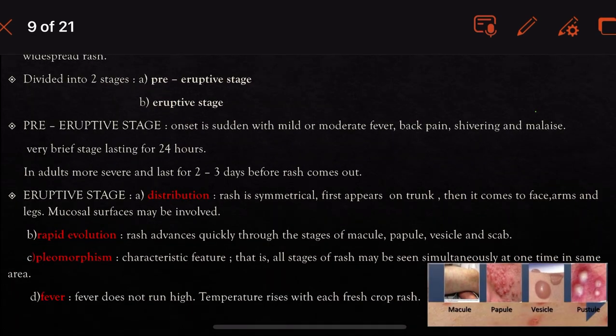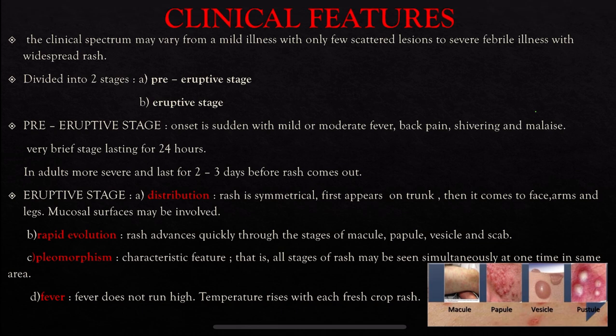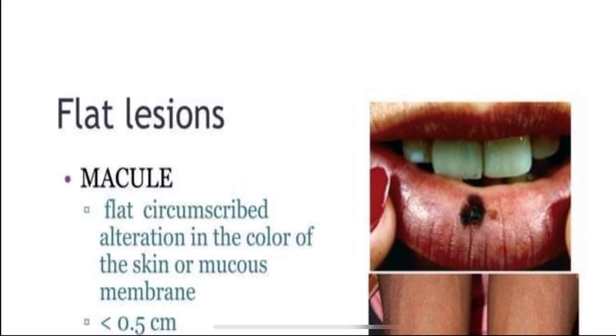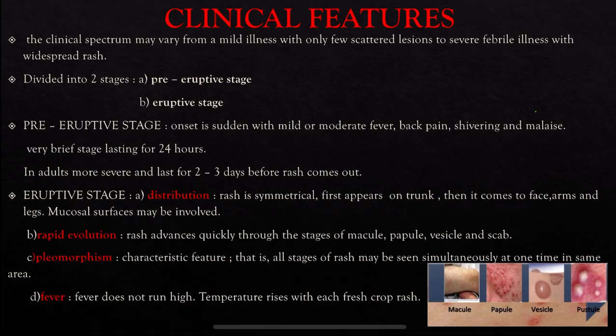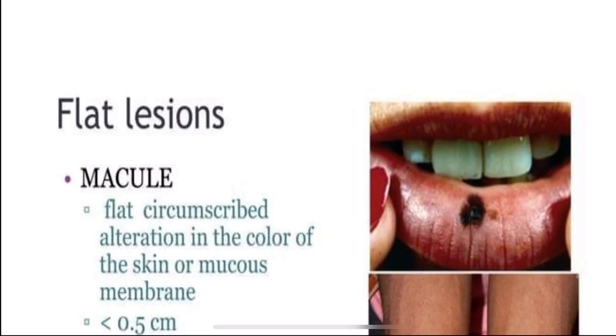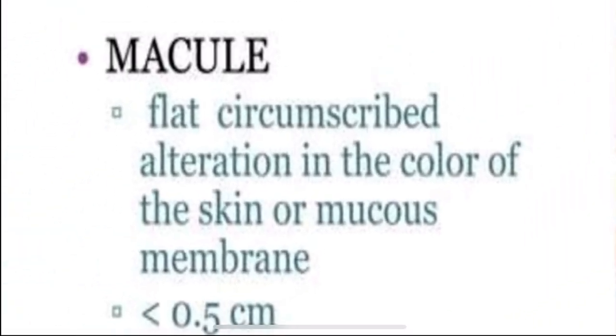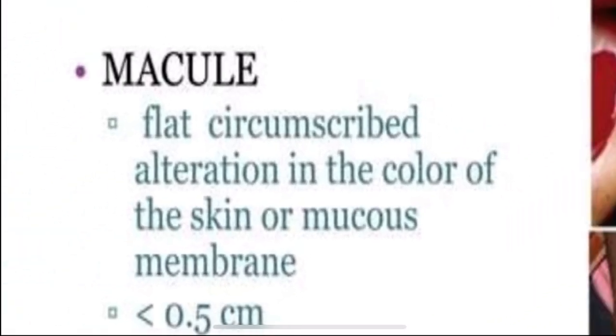Mucosal surfaces also may be involved. So the inner surfaces, the mucosal surfaces, the palate, the covering, the mucosal surfaces in your mouth can also be involved. Rapid evolution. The rash advances quickly through the stages of macule, papule, vesicle and scab. Now what is the macule, papule, vesicle and scab? I will first explain how to differentiate these, and then let's move on again to the rapid evolution. You really need to know this very clearly to study all of the further topics.